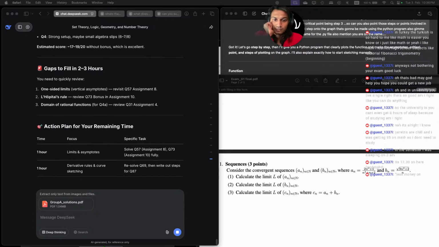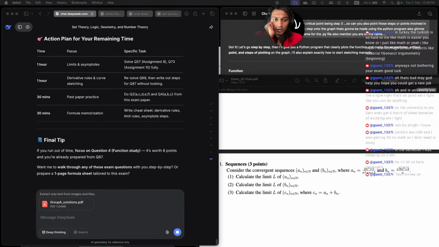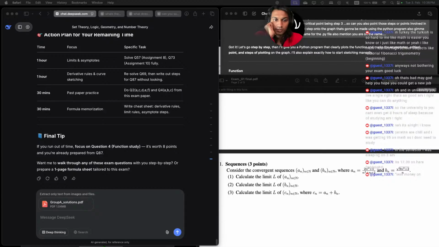In Turkey, the Turkish is hard for me. Like math is easier, or I just like math. I learned high school subjects like factorial, Fibonacci, trigonometry, beginning. Fibonacci, I heard this. The Fibonacci sequence.